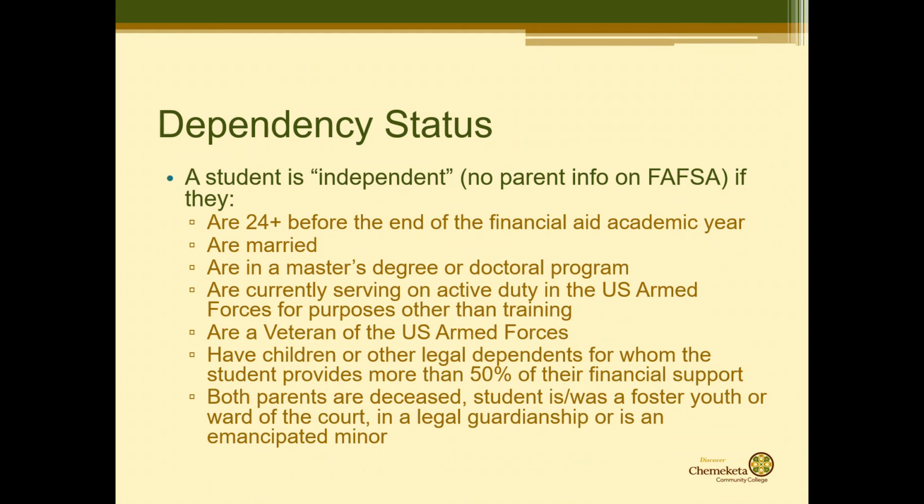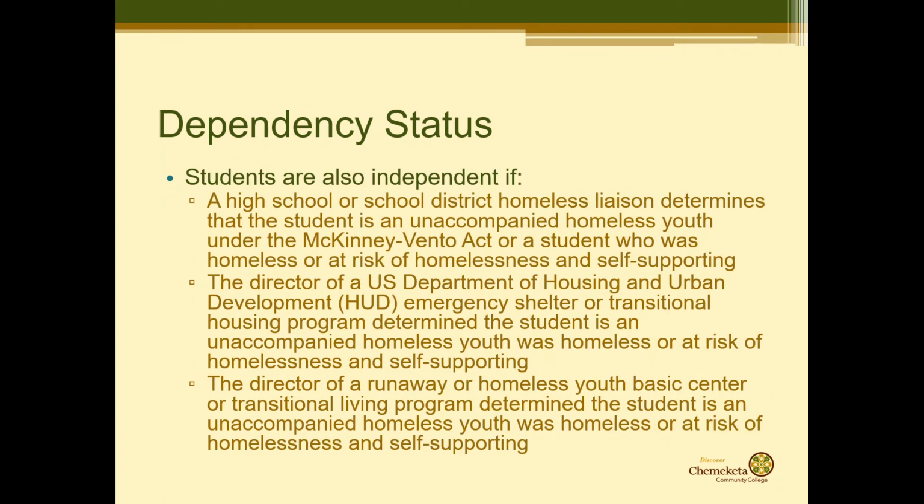Those criteria include if the student will be 24 or older before the end of the financial aid year, if the student is married or in a master's degree or doctoral program, if the student is currently on active duty in the U.S. Armed Forces or is a veteran of the Armed Forces. For financial aid purposes, the active duty must be for something other than training. If the student has a child or other legal dependent for whom the student provides 50% or more of their financial support. A student could also be considered independent if they have been determined to be a homeless youth by the school district under the McKinney-Vento Act, or if the student is residing in a homeless shelter or youth shelter.